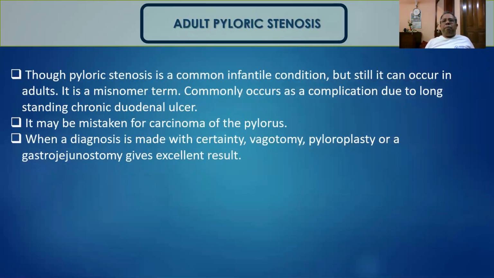In the case of adult pyloric stenosis, though pyloric stenosis is a common infantile condition, still it can occur in adults; it is a misnomer. It commonly occurs as a complication of long-standing chronic duodenal ulceration. It may be mistaken for a carcinoma of the pylorus. When a diagnosis is made with certainty, vagotomy, pyloroplasty, or a gastrostomy gives excellent results. This is for adult pyloric stenosis.